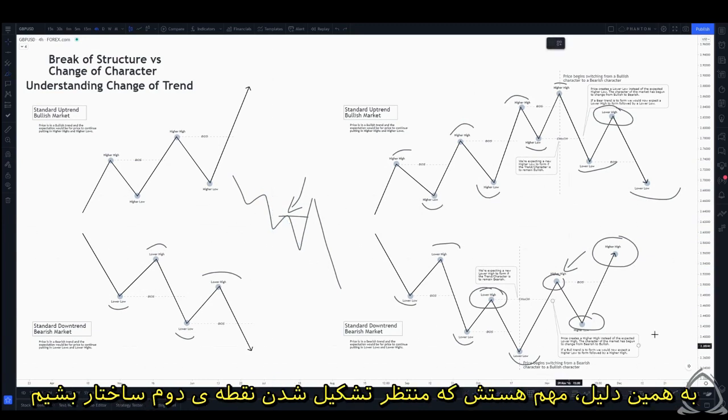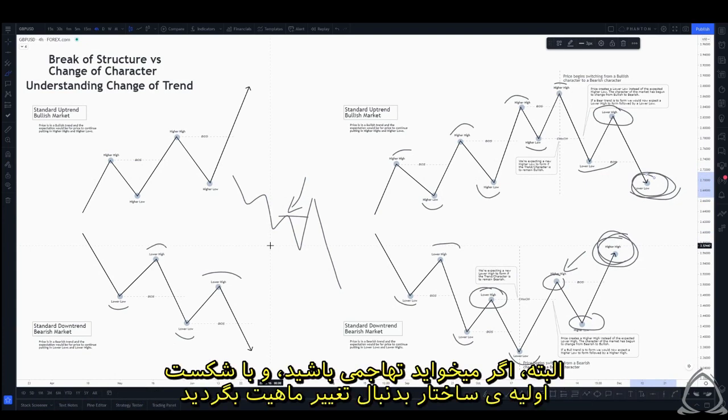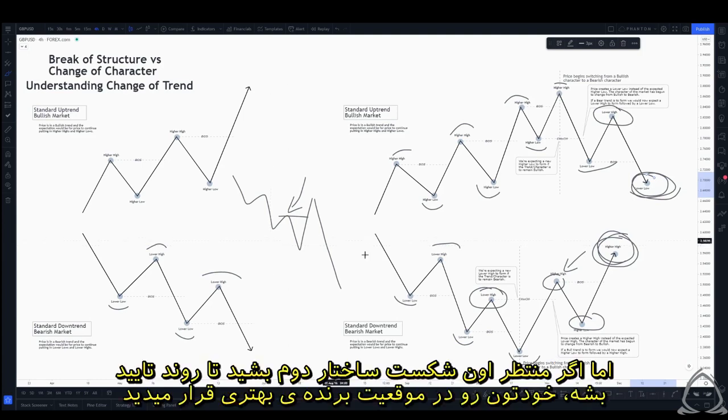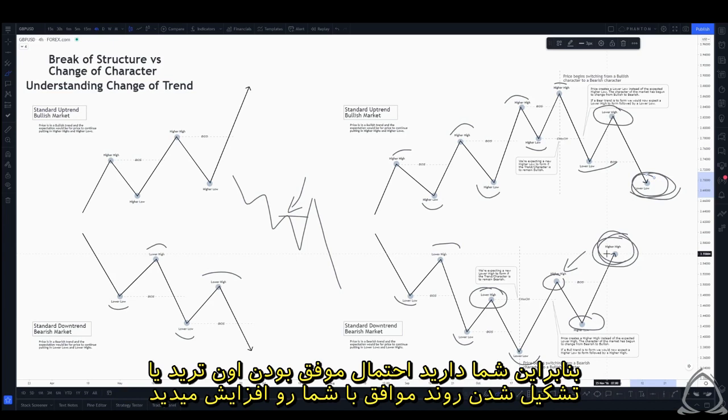And this is why it's so important to wait for that secondary point of structure to be made when you see that change of character to really validate a trend. Now, of course, if you want to be aggressive and start looking at a change of character on that initial break of structure, you absolutely can. But if you wait for that secondary break of structure to confirm the trend, you're putting yourself in a better position to win. You're waiting for more confirmation. Therefore, you're increasing the overall probability of that trade working out, or that trend starting to actually form in your favor.